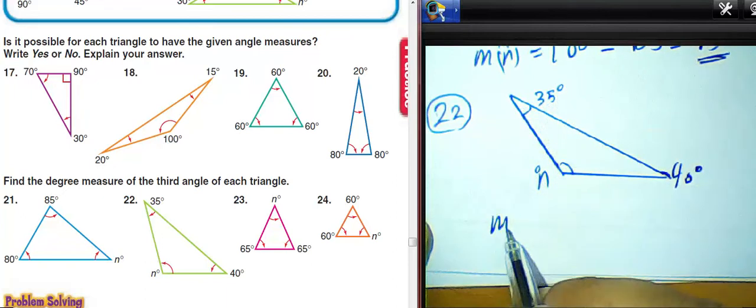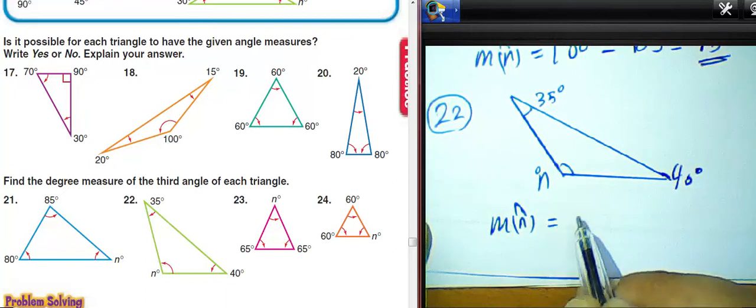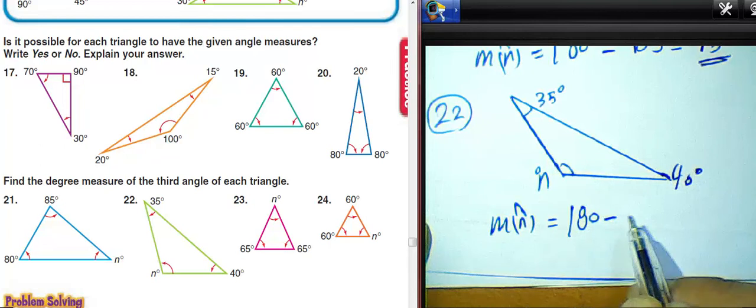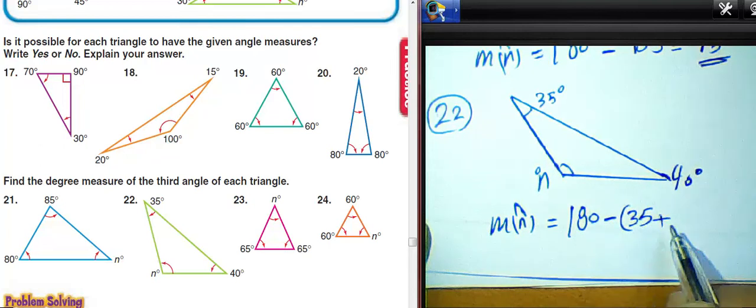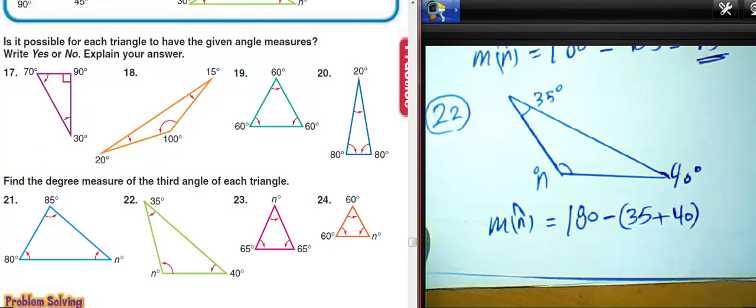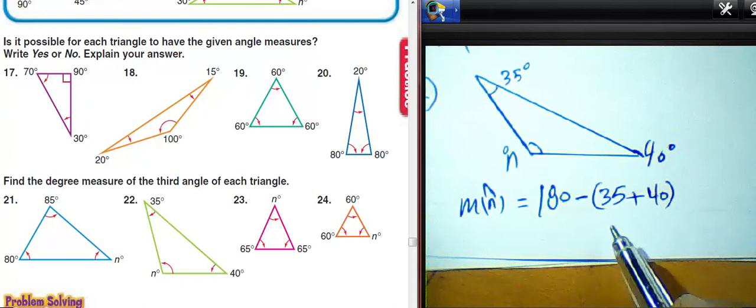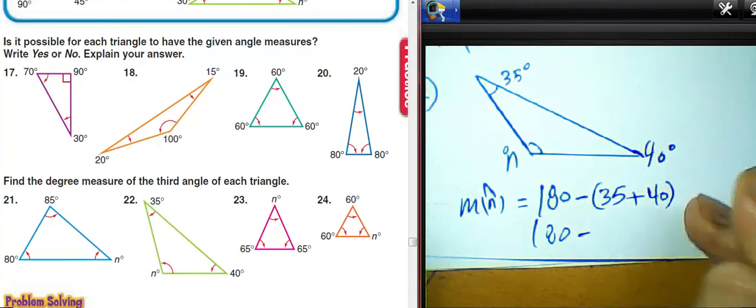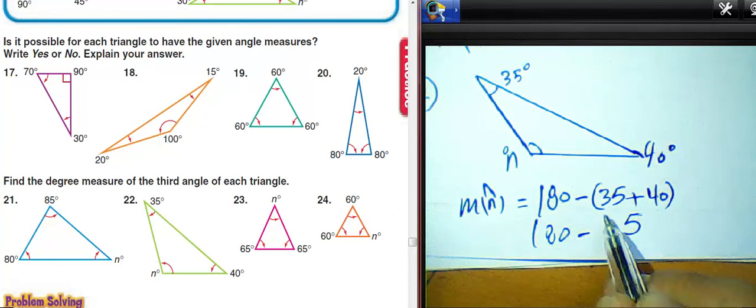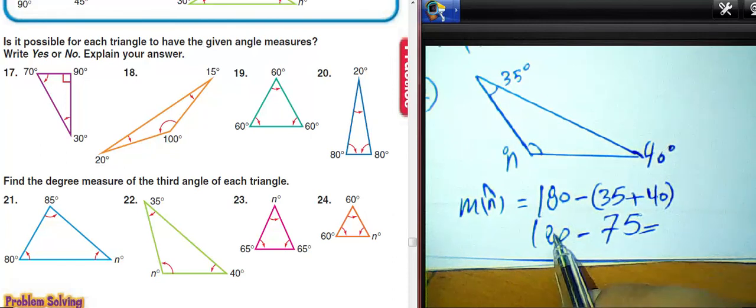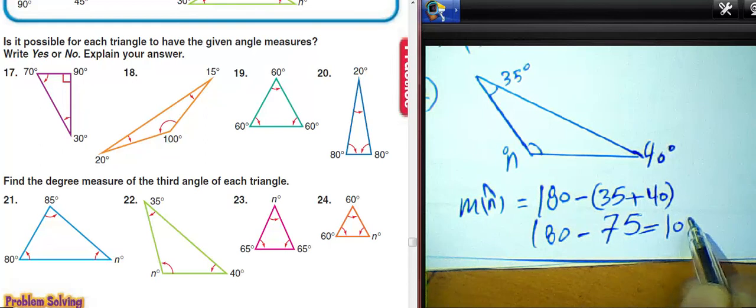Then the measure of angle n equals 180 minus (35 plus 40). We can write 180 minus the sum of them in brackets. 0 plus 5 equals 5. 4 plus 3 equals 7. So 180 minus 75 equals 105.